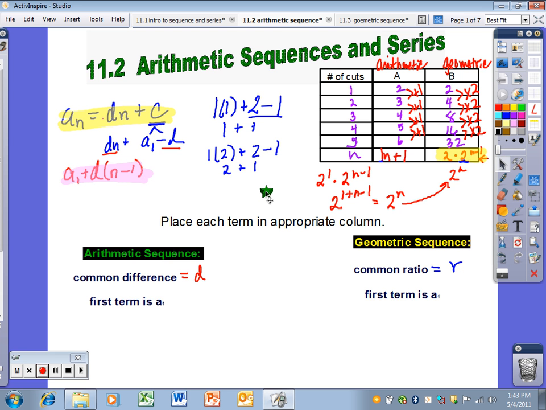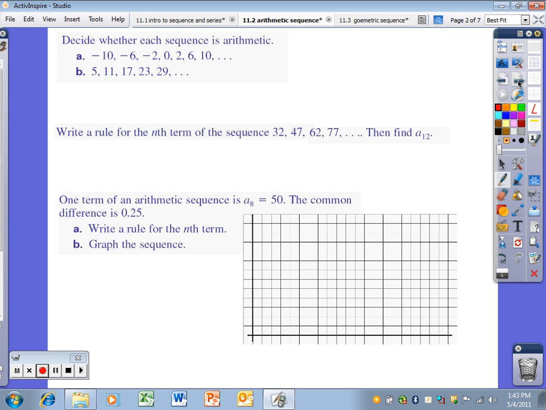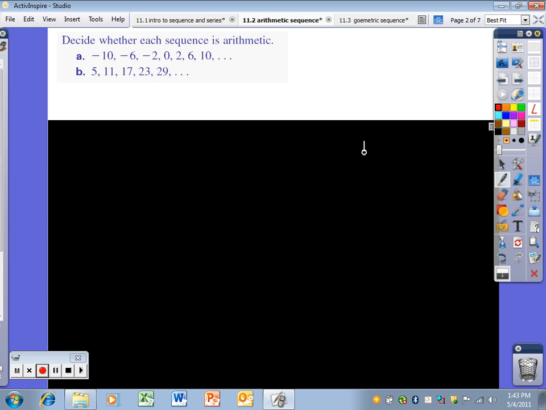And that's actually what I have hidden behind this little star. It's the general rule to an arithmetic sequence. Either the one in yellow or the one in pink. Let's try a few. First, let's just see if it is arithmetic or not.